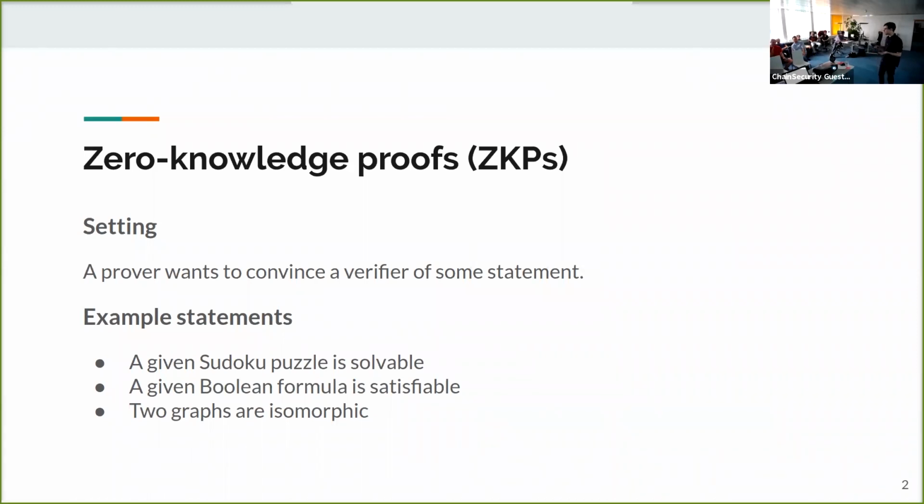First of all, in zero-knowledge proofs, what is the setting we consider? We have two parties. One is called the prover, the other is called the verifier, and the prover wants to prove some statement to the verifier. There are very classic examples of these statements. For instance, we have a Sudoku puzzle, and the prover wants to prove to the verifier that it's actually solvable. Or there might be a Boolean formula, and the prover wants to prove it is satisfiable. Another classic example is two graphs, where the prover wants to prove that they are isomorphic. This setting is not specific to zero-knowledge proofs. In other interactive proof systems, you would also have a prover and a verifier.